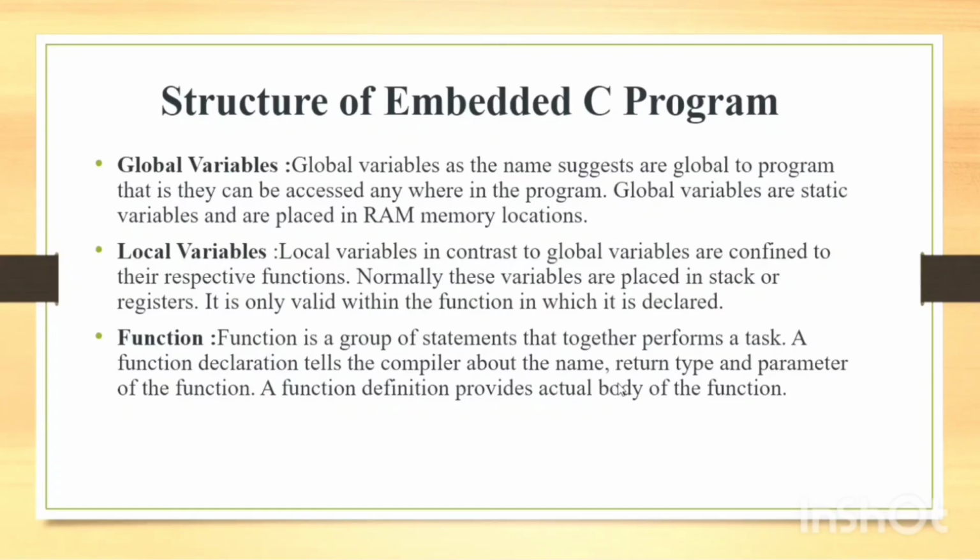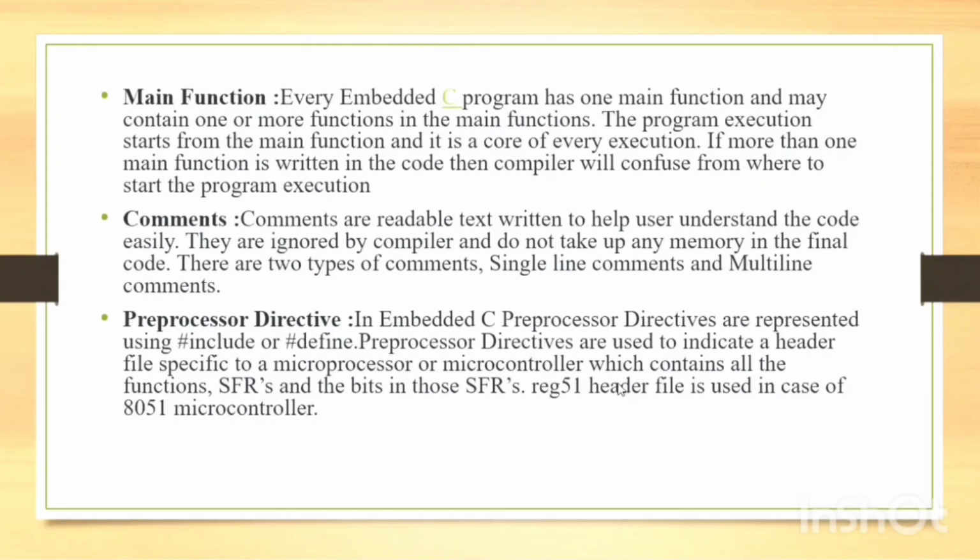Functions. What is meant by functions in C language? A function is a group of statements that together performs a particular task. A function declaration tells the compiler about the name, return type, and parameters of the function. A function definition provides the actual body of the function. There are types of functions.